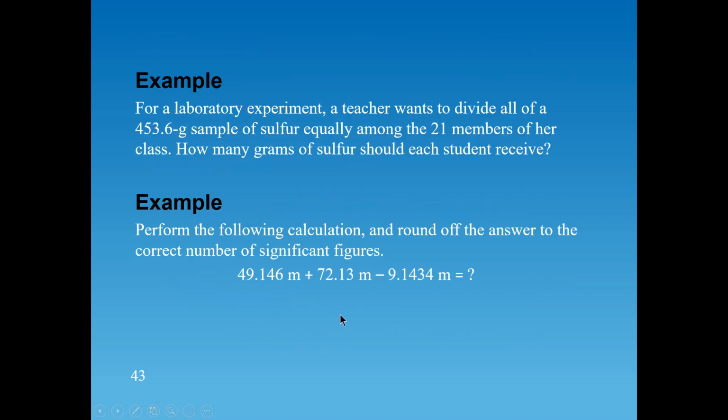All right, so just to illustrate this, we're going to look at these two examples. The first example says, in a lab experiment, a teacher wants to divide a 453.6 gram sample of sulfur equally among 21 members of her class. How many grams of sulfur should each student receive? All right, so it's a pretty straightforward question. You're given a total amount of a particular substance, sulfur, and you want to divide it equally, which means basically you need to divide the 453.6 grams by the 21. But we have to look at the number of sig figs involved.